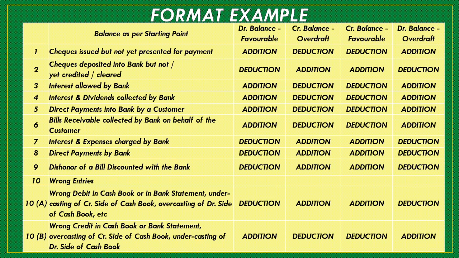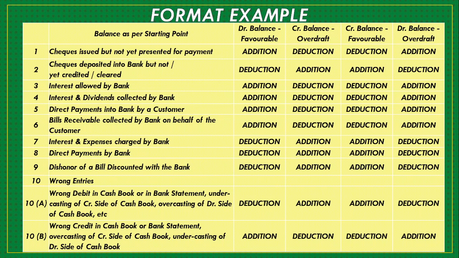Number 5, direct payments made into the bank by a customer. For debit balance favorable, it will be addition, and credit balance, as we know, for an overdraft, it will be deduction, which is exactly again opposite. Credit balance favorable, it will be deduction, and debit balance overdraft, it will be addition.